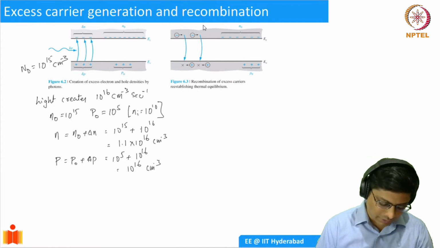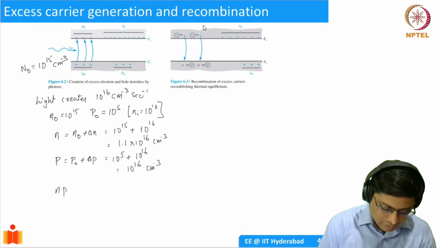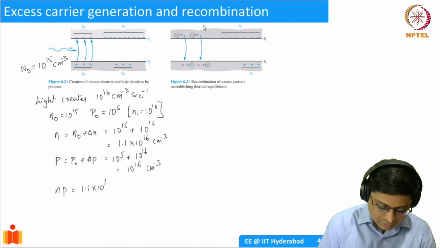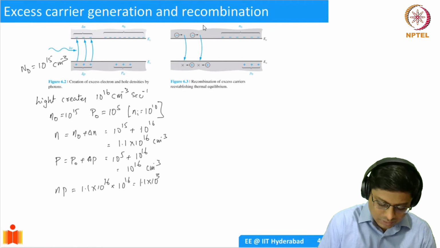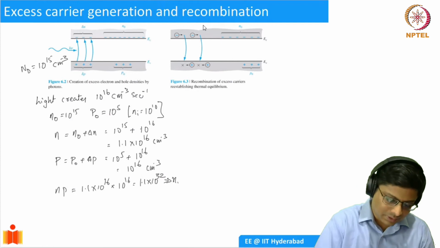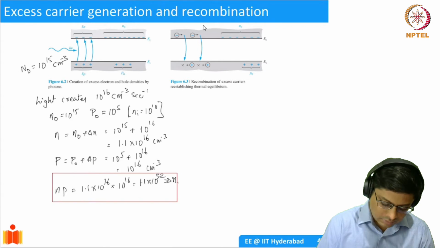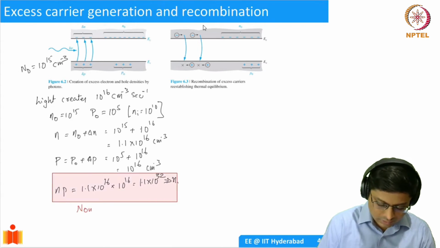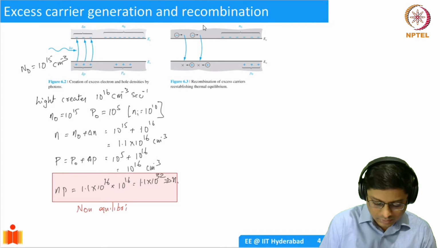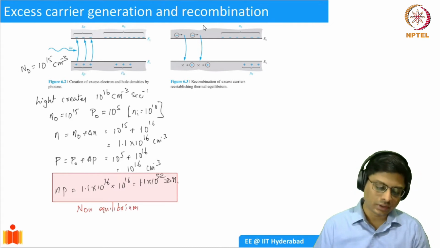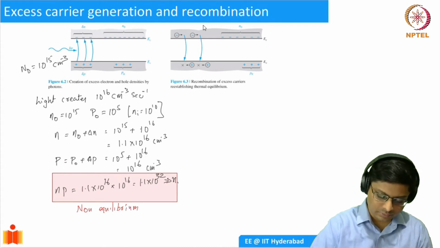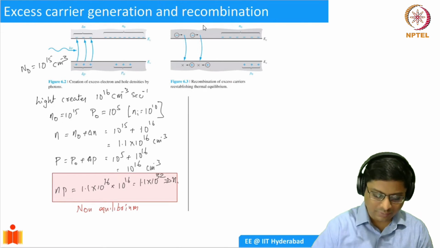But let's do the NP product. What is it? NP product is going to be 1.1 into 10 power 16 times 10 power 16. That turns out to be equal to 1.1 into 10 power 32, which is much, much greater than Ni squared, right? So basically, this implies a non-equilibrium condition. So what happens if you have non-equilibrium?